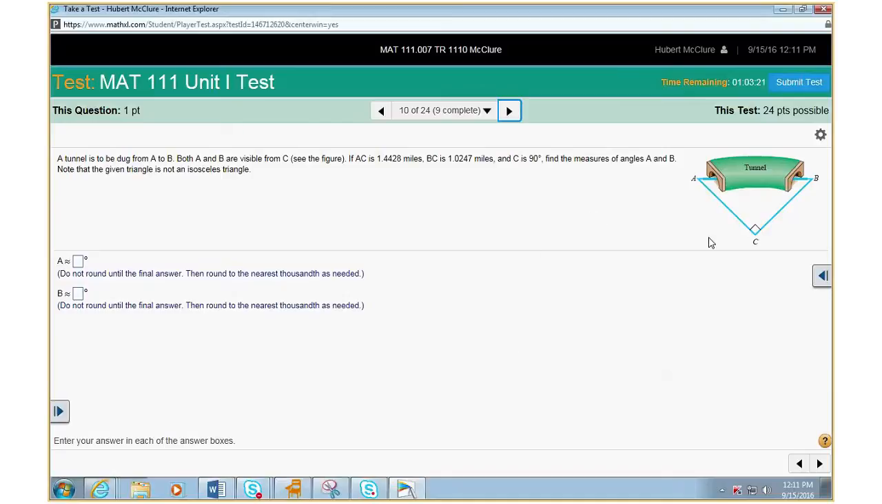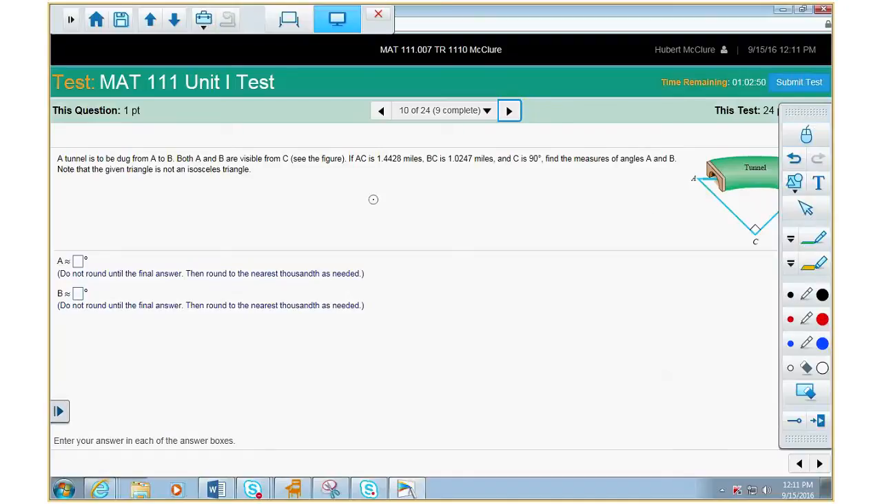All right, so we got 1.4428 here and 1.02. So we have adjacent and opposite over adjacent, or Oscar had a hump of apple. So that's going to be 1.02 over 1.44, and then take the inverse tangent.